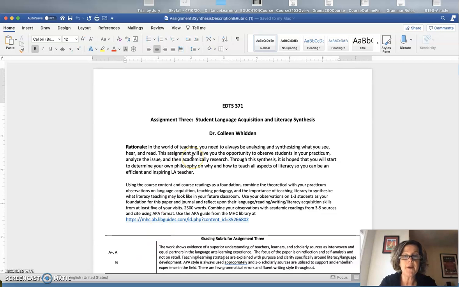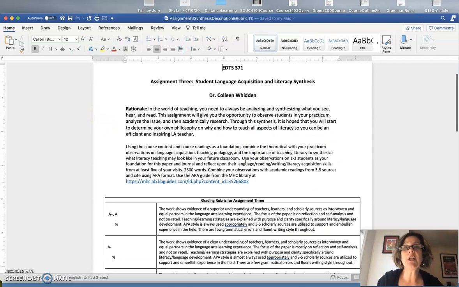All right, and finally, here is some information about assignment 3. So this is the student language acquisition and literacy. This is your synthesis. So I'm just going to read the rationale. In the world of teaching, you need to always be analyzing and synthesizing what you see, hear, and read.